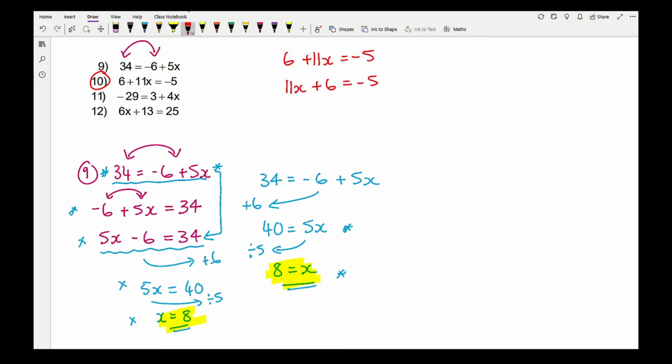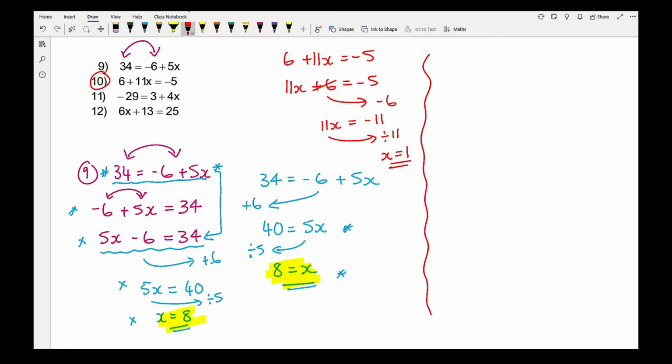So I've got minus 5. I take away 6, so I've got 11x equals minus 11. And then I divide by 11, so x equals minus 1. Now again, don't think that all your answers are going to be whole numbers or nice numbers. It's just pure coincidence that is the case for these questions.